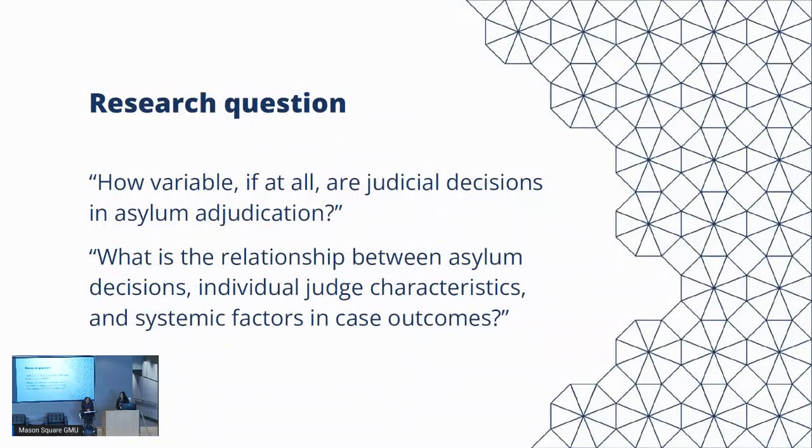However, much of the existing literature is focused on Article 3 courts, that is, not asylum courts, and much of the existing research does not handle decision variability in a way that can be compared across spatial and temporal boundaries. Ultimately, then, we sought to fill this gap by asking the following question: how variable, if at all, are judicial decisions in asylum adjudication? And particularly, what is the relationship between asylum decisions, individual judge characteristics, and factors that are systemic in asylum cases? I will turn it over to my colleague.